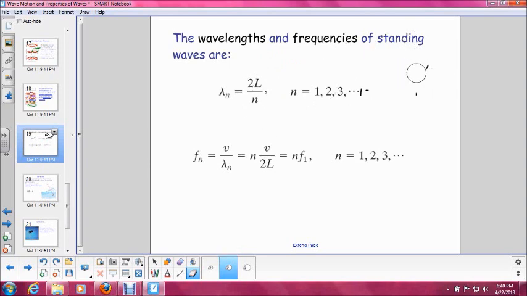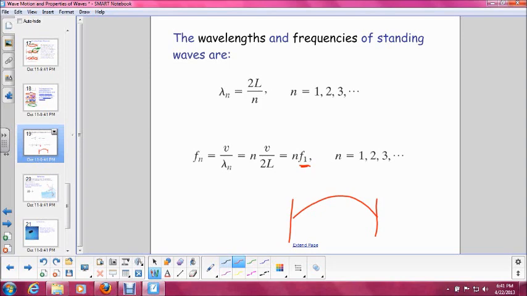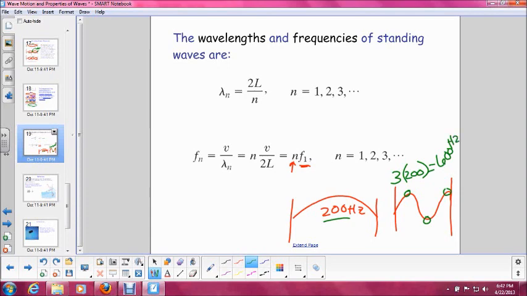The frequency is related, but it's actually much easier. It turns out if you know the fundamental frequency, or the frequency of your first fundamental, you just multiply it by whatever harmonic you're on. So let's say this has a frequency of 200 hertz. Now, if I were to ask you, what is the frequency of this? This has 3 antinodes, 1, 2, 3. So we know this is the third harmonic. So we would take 3 times 200, which is the original one. So this has to have a frequency of 600 hertz. So it's really easy if you know the fundamental.